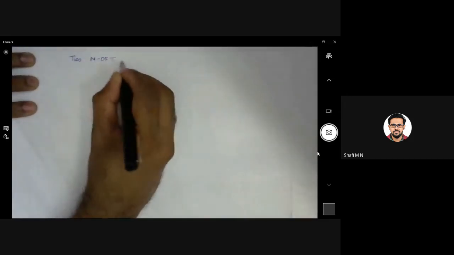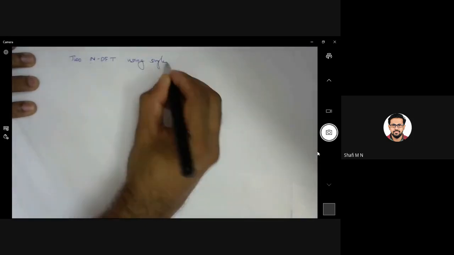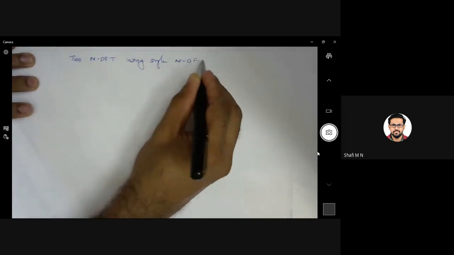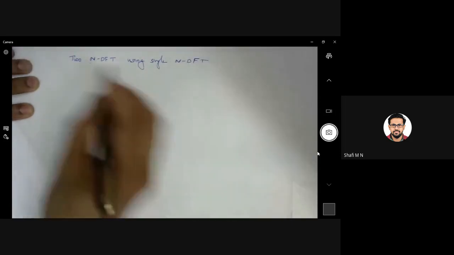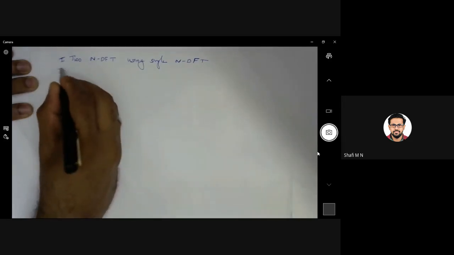That was computation of two N-point DFTs. You have to calculate two N-point DFTs using a single N-point DFT. Do you remember that this is applicable only for real sequences? So this was the first thing that we discussed yesterday. Today we will move to another efficient method.